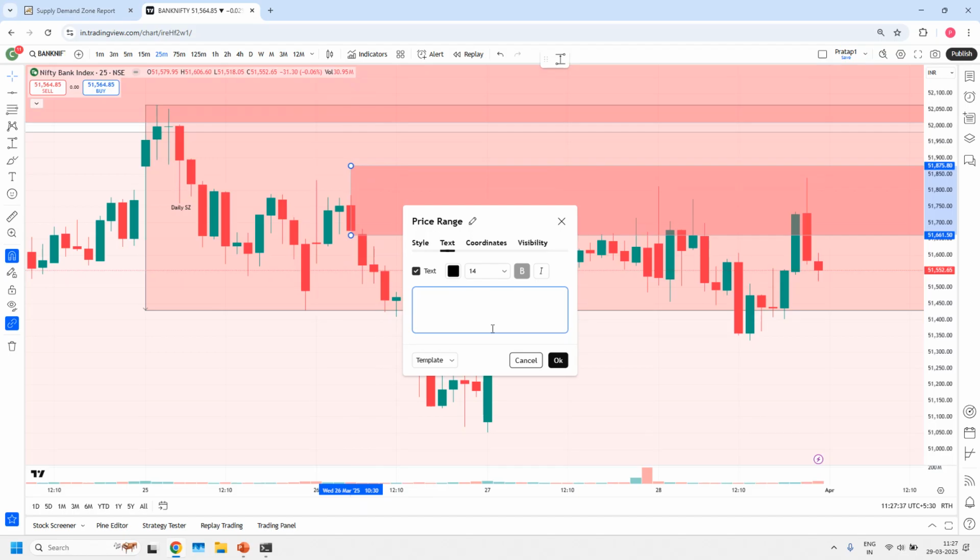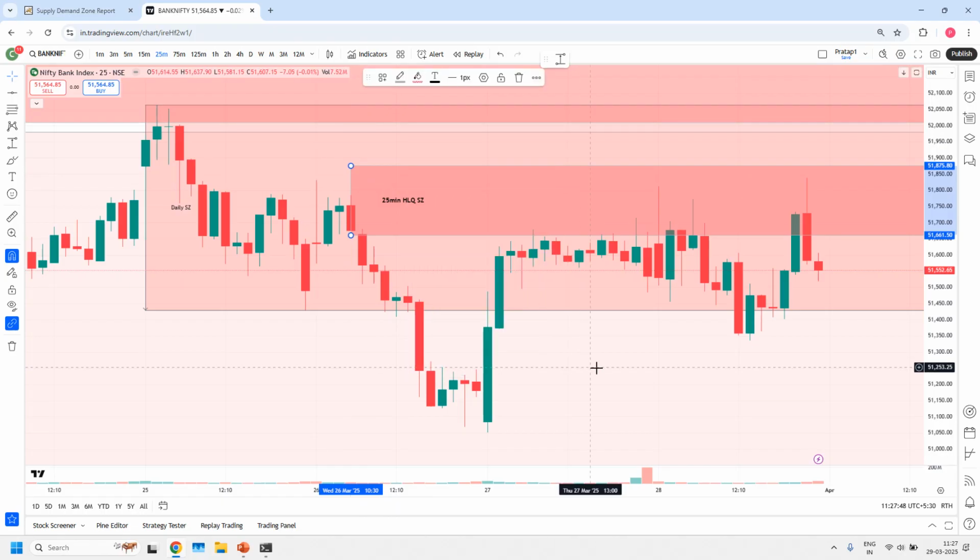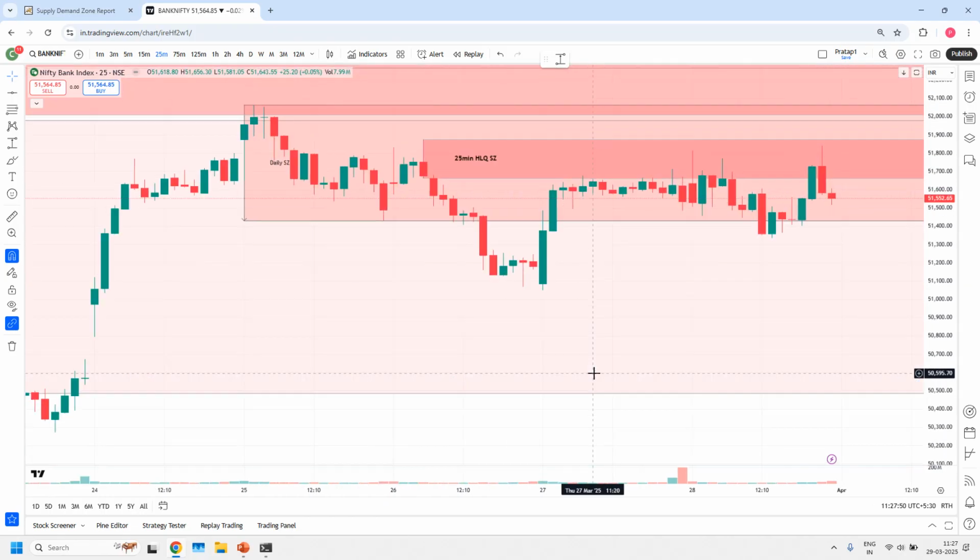So this is a 25 min HLQ supply zone. Suppose if anybody would have planned how you plan inside 25, you need to fine tune with 5 minutes.